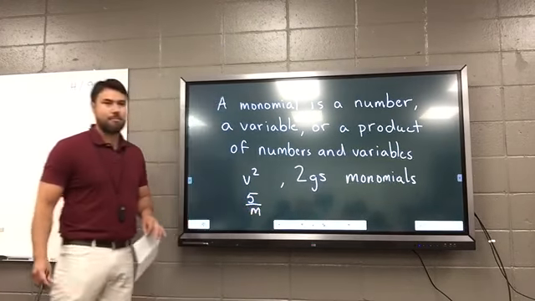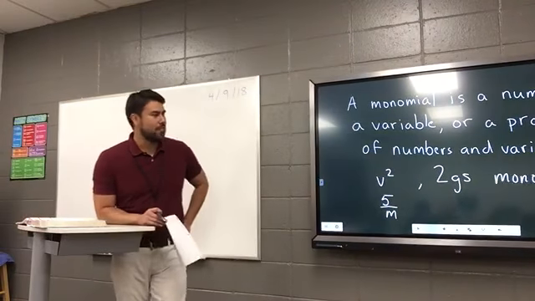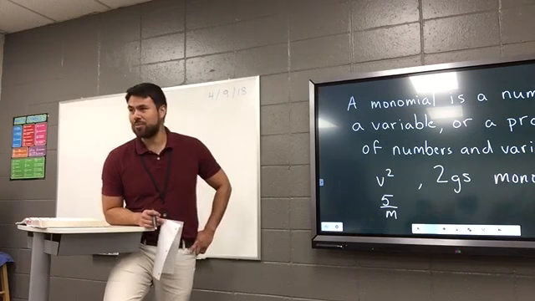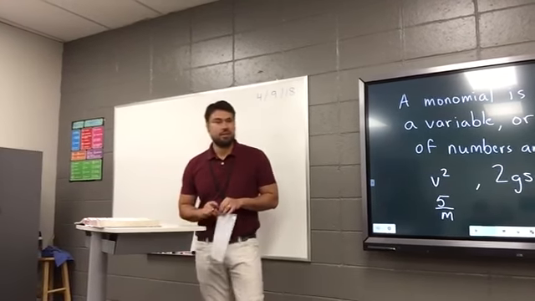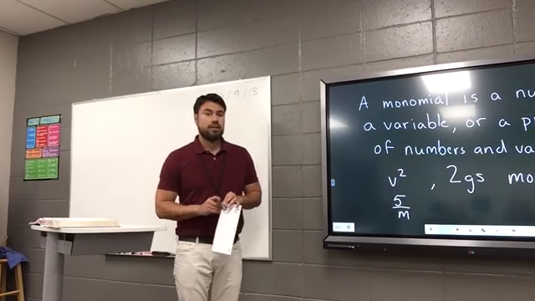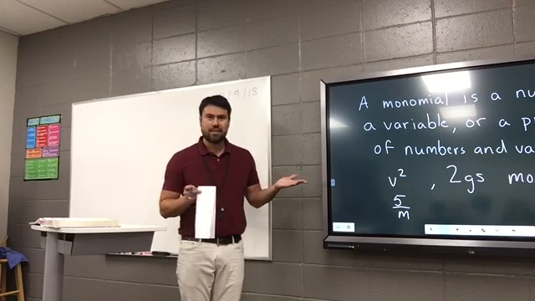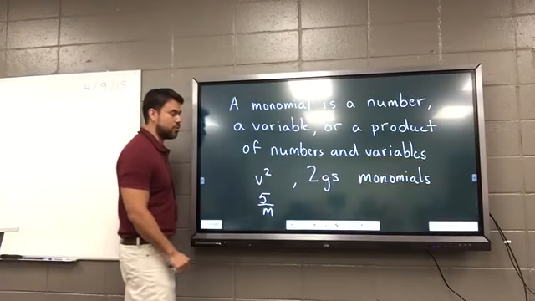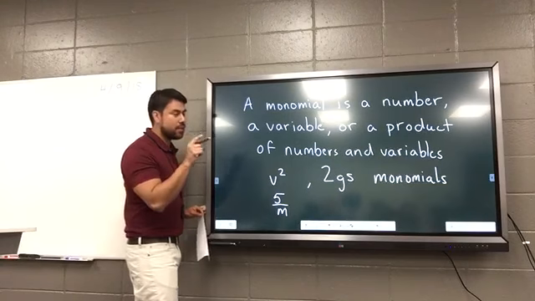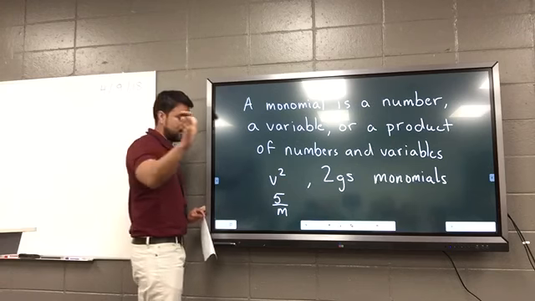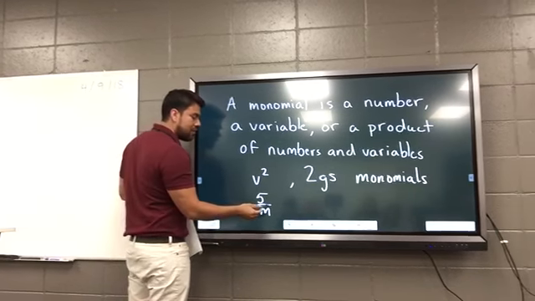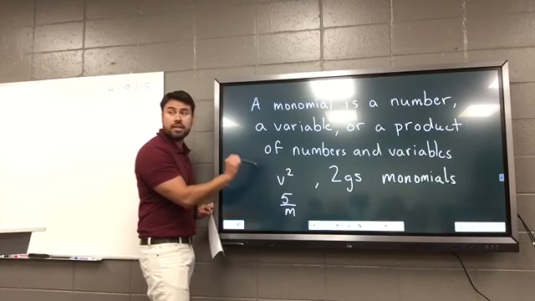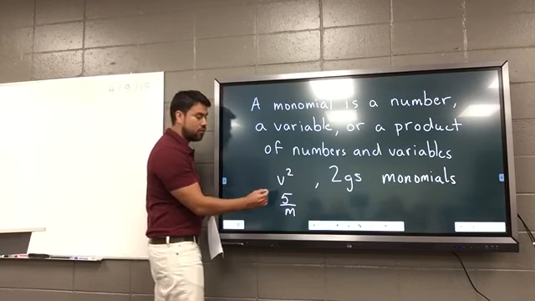5 over m. 5 over m is not a monomial. Does anyone know why? According to definitions, it can't be a monomial. Chelsea? It's not a product of numbers. It's not a product. Then what is it? Quotients. It is a quotient of numbers and variables. So that's one reason. The main reason is this. I need you to get this down because you need to understand this on your own assignment. Look at the variable. What spot or what place? It's in the denominator. You can't have a variable in the denominator for this to be a monomial.